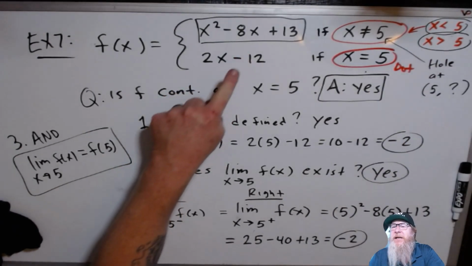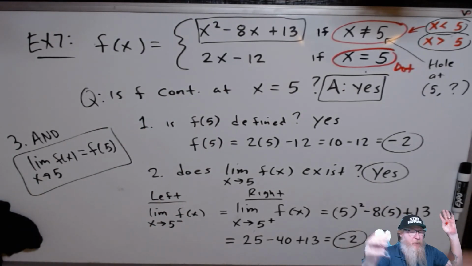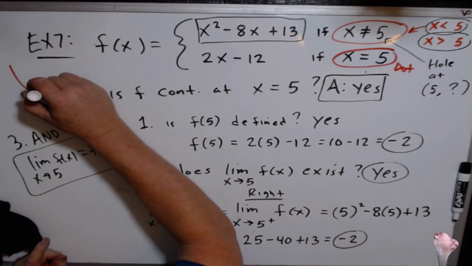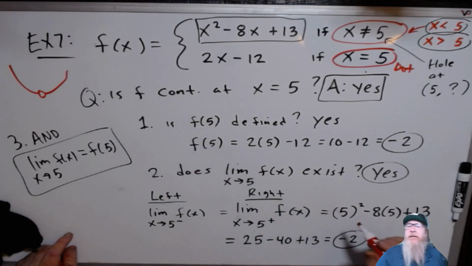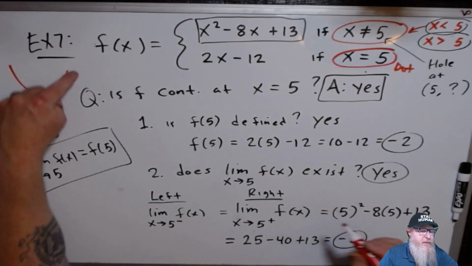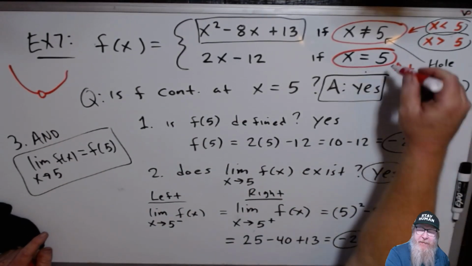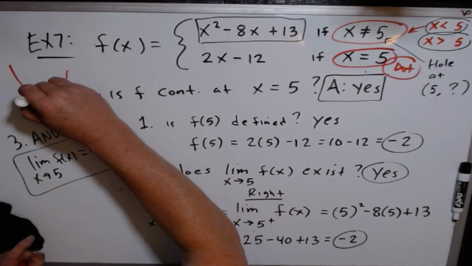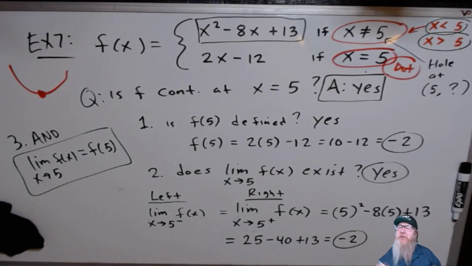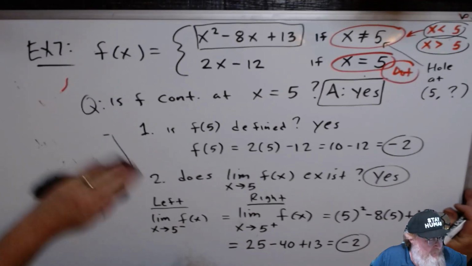So the first piece looks like a parabola with a hole in the middle. Yeah, that's the first piece. And then the dot fills in the hole. And so it looks like a parabola. It's a continuous parabola. Let's move on to a three-piece piecewise function.